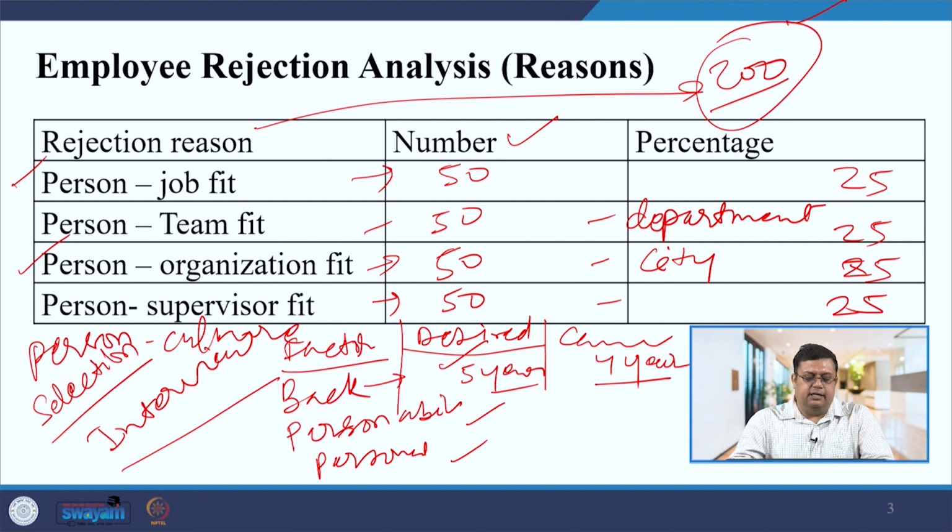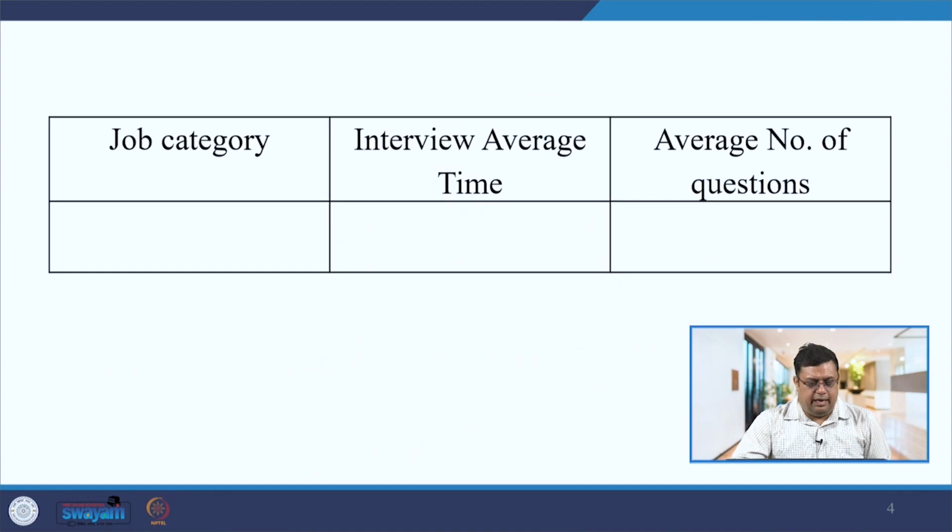The second decision that you can take is how to develop the wait list criteria, on what basis you should give the wait list. These are the parameters that you can decide, and based on that you can develop the wait list criteria for the candidates.